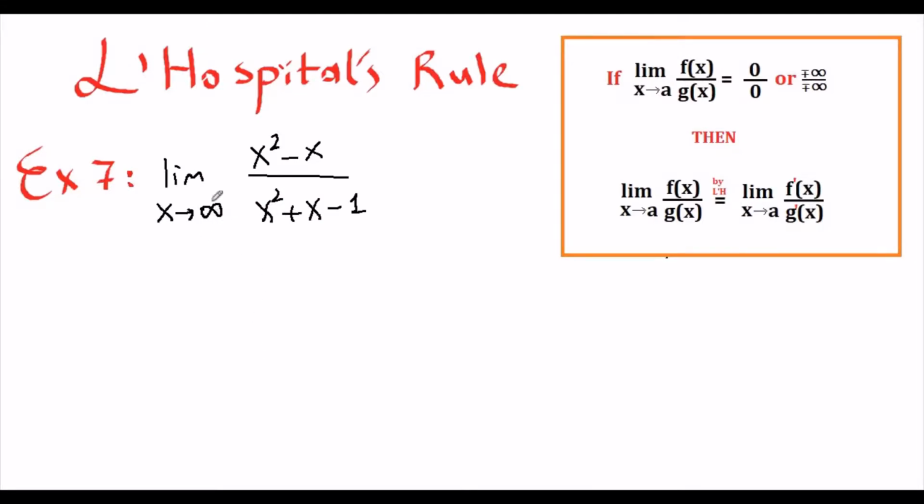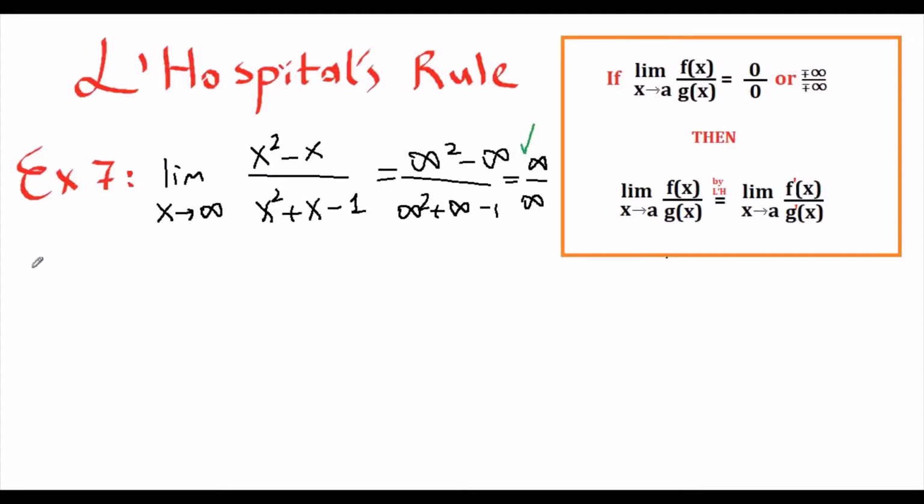Example 7. Limit as x is approaching infinity of (x squared minus x) over (x squared plus x minus 1). Our first step is to plug in infinity. So when we plug in infinity, we obtain infinity squared minus infinity over infinity squared plus infinity minus 1. So the numerator will be infinity and the denominator will be infinity. So here we have infinity over infinity indeterminate form, because we were looking for either 0 over 0 or infinity over infinity to be able to use L'Hopital's rule.